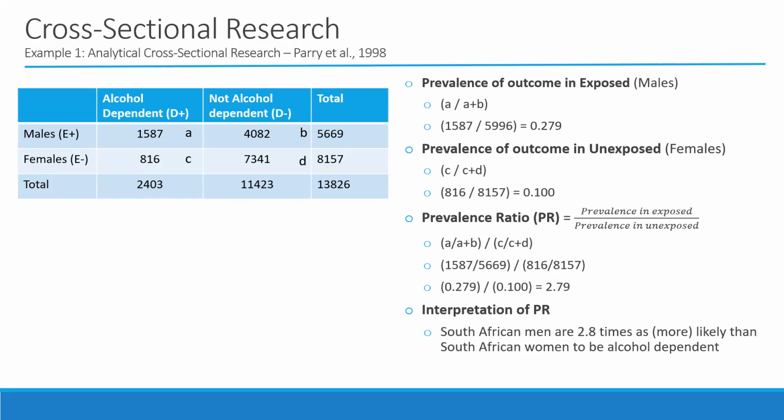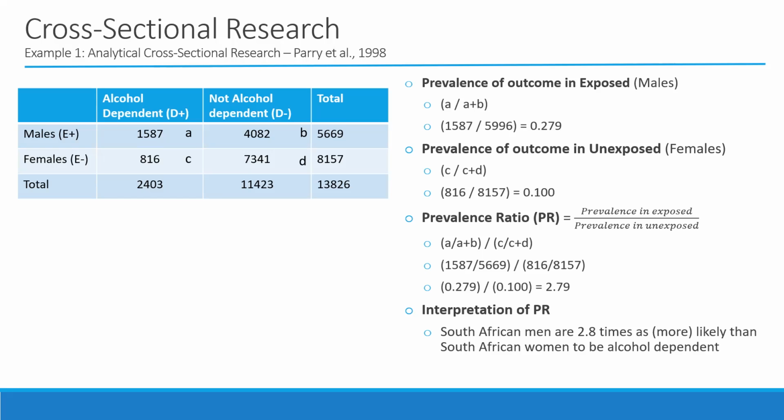So prevalence in the exposed. If you're looking at exposed and unexposed, exposed to being male, it's just the two categories. So among males, in this study, you have 5,669 males, of which 1,587 are alcohol dependent. So the prevalence of alcohol dependence is the number of people with alcohol dependence divided by the total population. And here it's 0.27. And then you do the same in the females, and you see that it's 816 divided by 8,157. And then you do the ratio.